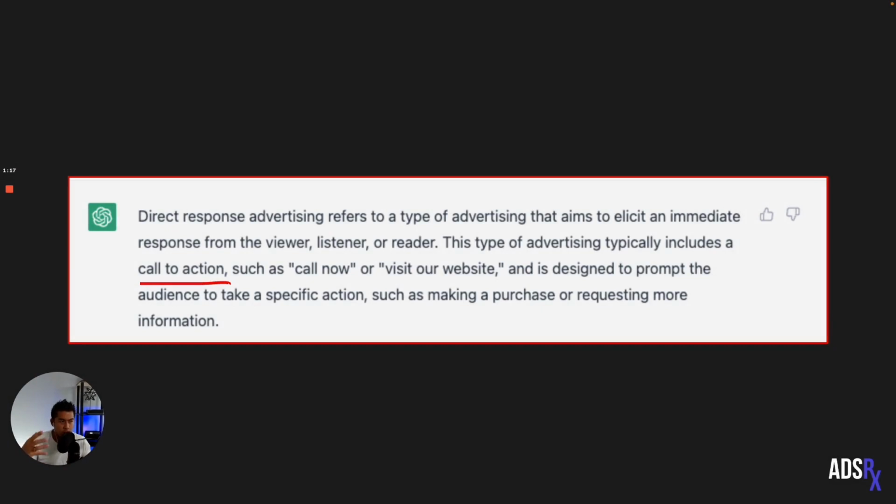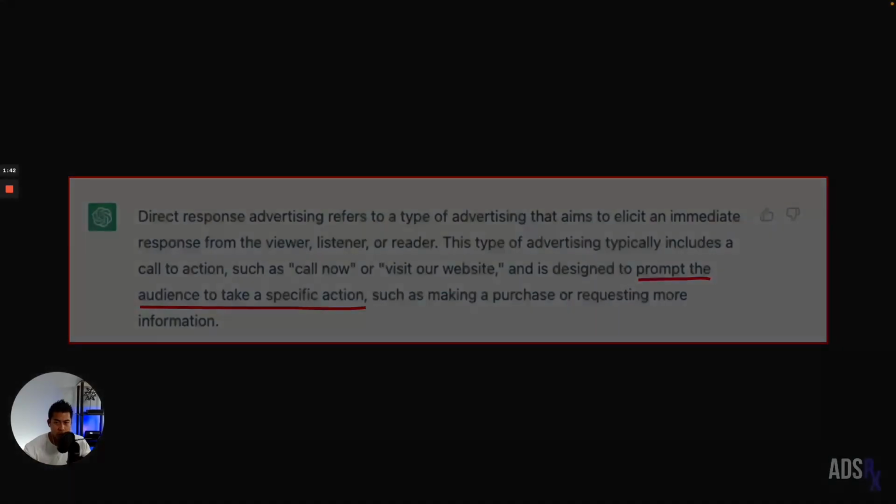Something is getting you to click through, to take action in some form. You've seen this before. It's not the first time you've heard of a call to action. Number 3, prompt the audience to take a specific action. This is kind of the same as a call to action, but what I'm getting at is, look, get a response, get them to click. That is, in a nutshell, direct response advertising.